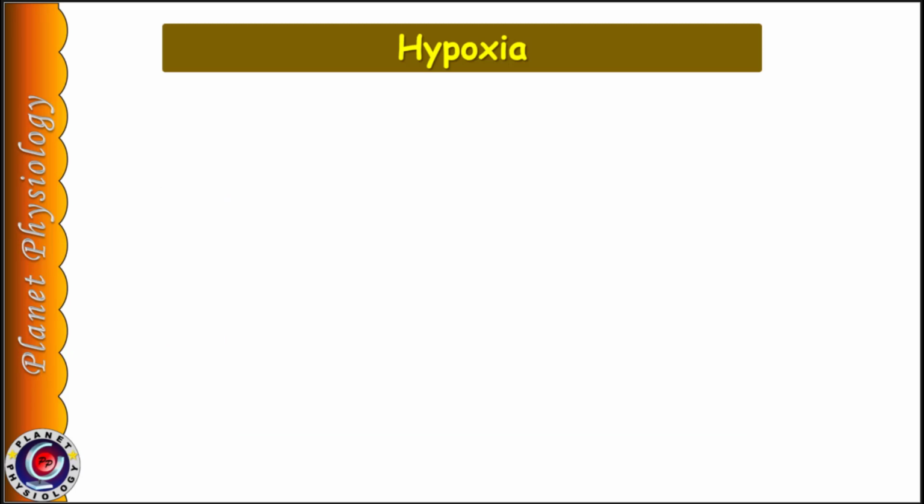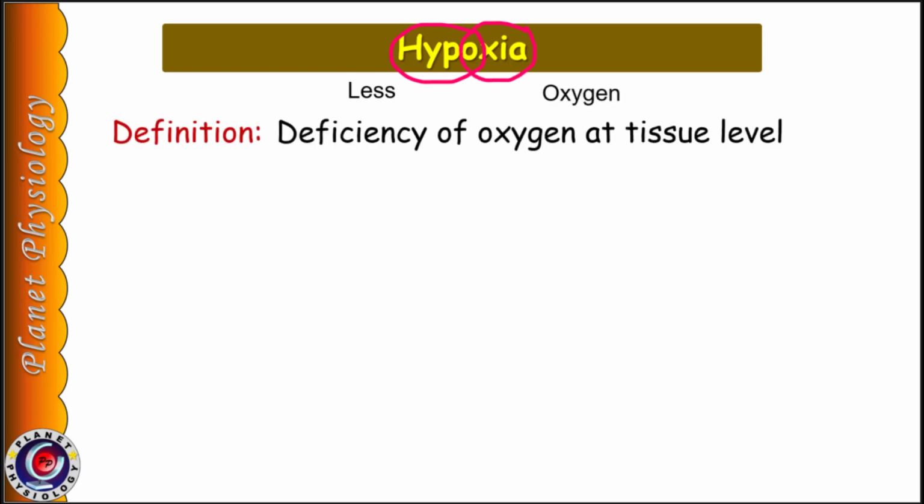The word hypoxia has two components. Hypo means less and oxia for oxygen. Hence, hypoxia is defined as deficiency of oxygen at tissue level.